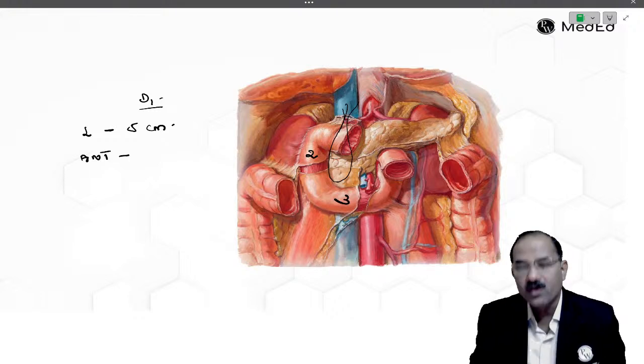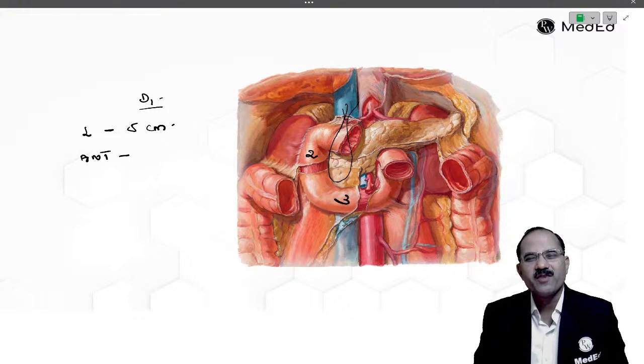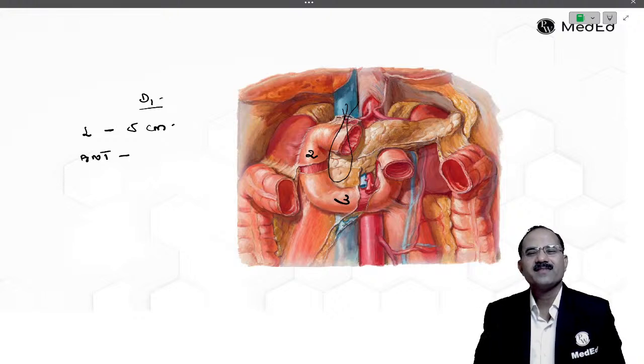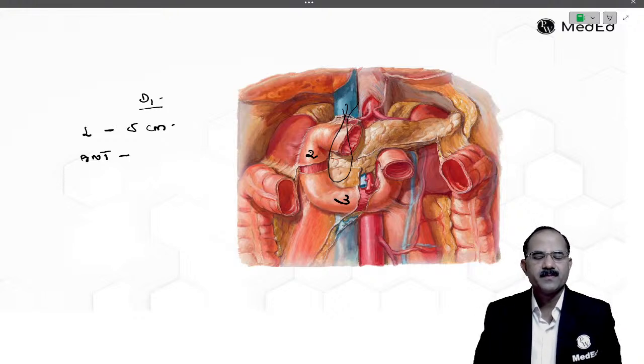Gallbladder. Which part of the gallbladder? The parts of the gallbladder are fundus, body, neck. So that's the neck of the gallbladder. Neck of the gallbladder.